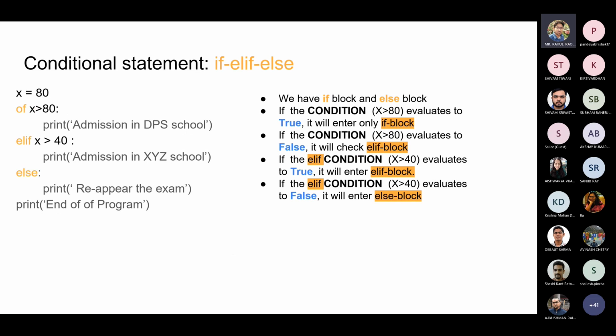So we further have the if else block. Else if in short is written as elif. Again here is a typo, instead of if it has become off. It is if x greater than 80, then print admission in DPS school. Else if x greater than 40, admission in XYZ school. Else, so we have an if block and else block.